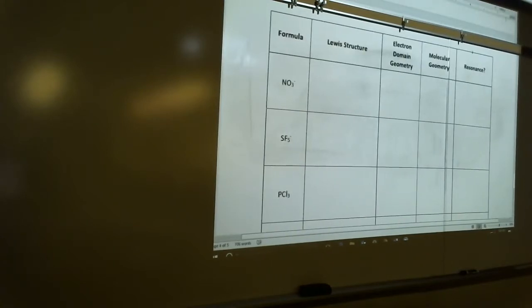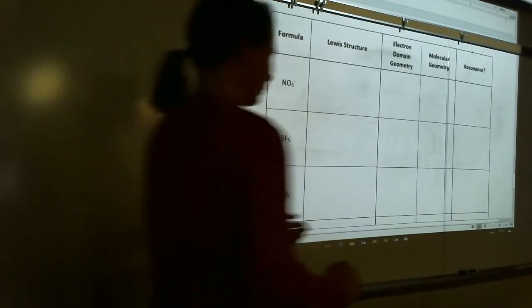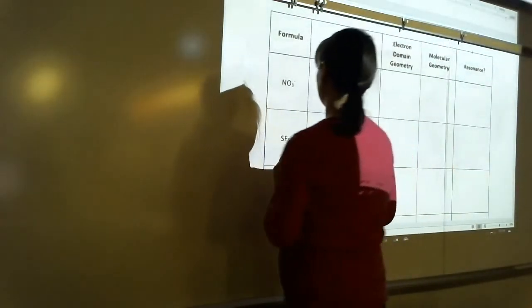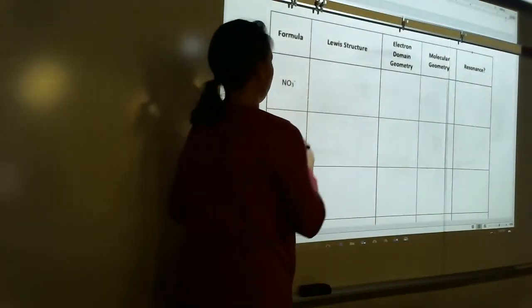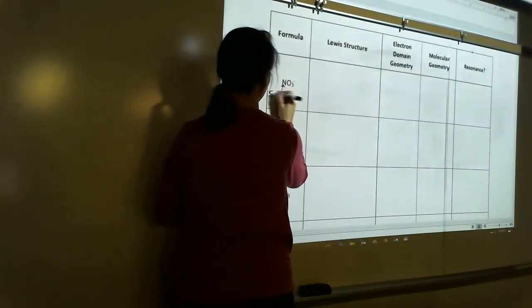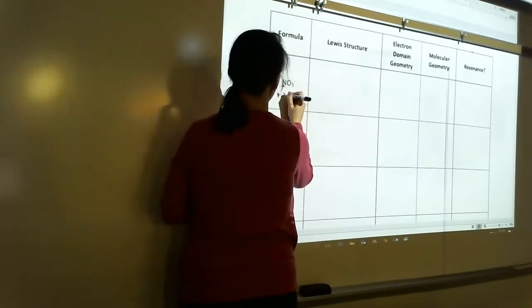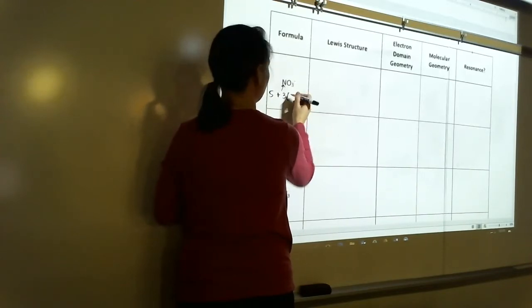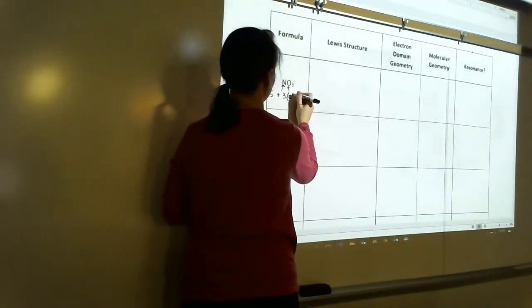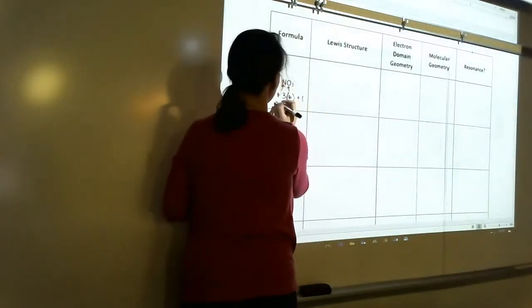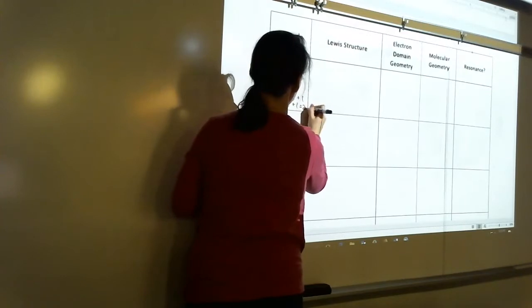All right, the formula is nitrate. What do we need in order to draw the Lewis structure? How many valence electrons, right? Nitrogen has how many? 5. And oxygen has how many? 6, right? And then what do we do for that negative charge? Plus 1. So that's 5 plus 18 plus 1, which gives us 24.